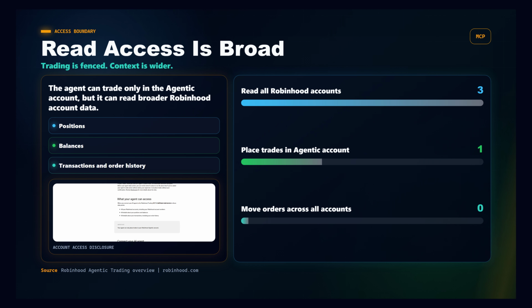Robinhood says the agent can read all Robinhood accounts, including account numbers, positions, balances, transactions, and order history. The trading authority is fenced, but the context window can still include sensitive financial data. That is the first serious trade-off. Account separation limits where orders happen, while read access can still expose a much wider picture of your finances.